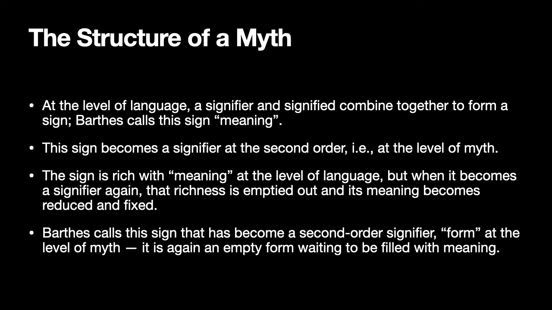So this sign, which was a sign at the first order and which has now become a signifier at the second order, Barthes calls this form at the level of myth. In the first order, the sign that we get as a combination of a signifier and signified, Barthes calls meaning. But this same meaning can be used as a signifier in the second order. When its richness is emptied out and it becomes just a pure signifier, Barthes calls it form. So the meaning can then become form again. It is again an empty form waiting to be filled with meaning.